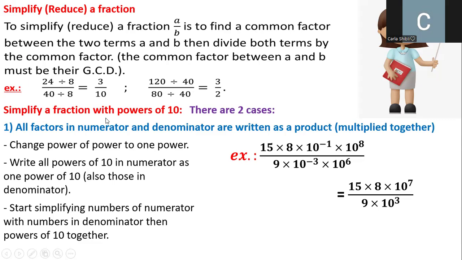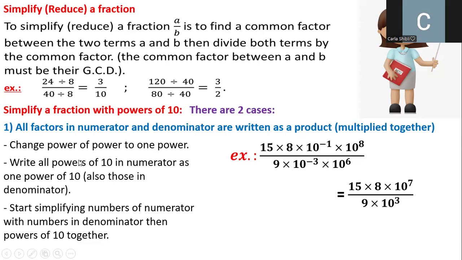Now let's simplify a fraction with powers of 10. There are two cases. In this lecture, we will study case number 1. In case number 1, you will have a fraction where all the factors in the numerator and denominator are written as a product. They are multiplied together like this: 15 is multiplied by 8, multiplied by 10 to the power minus 1, multiplied by 10 to the power 8. 9 is multiplied by 10 to the power minus 3, multiplied. So this is written as a product.